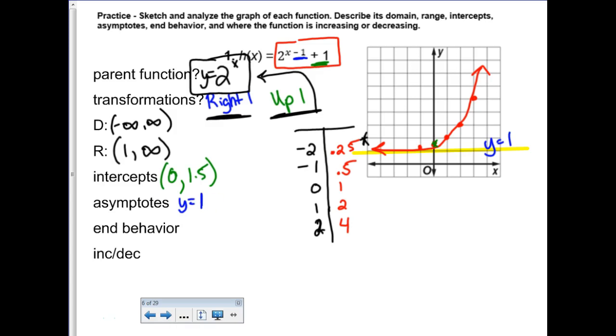And then end behavior, we're going to go back to the traditional end behavior template, guys, the f of x thing. So f of x approaches something as x goes to the left, and f of x approaches something as x goes to the right.